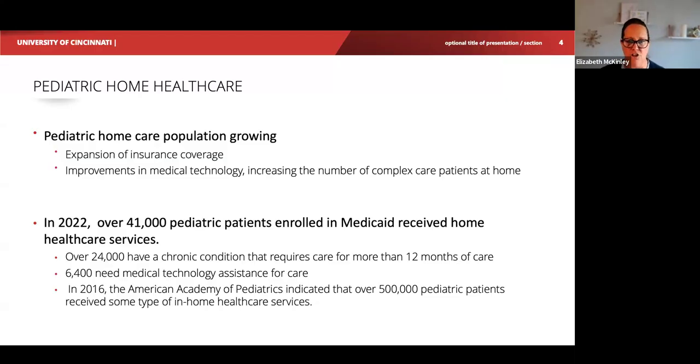A lot of these chronic conditions are provided care for the life of the patient. And as you can imagine, because our technology has improved, the life of the patient improves, and the need for persons that can care for that technology in the home is needed. In 2016, the American Academy of Pediatrics indicated that over 500,000 pediatric patients receive some type of in-home healthcare services. So as you can see, we do have quite a bit of pediatric patients that are being cared for in their home in some aspect.